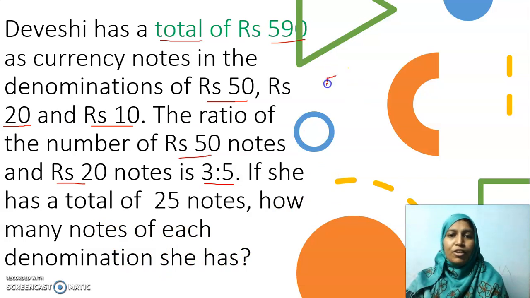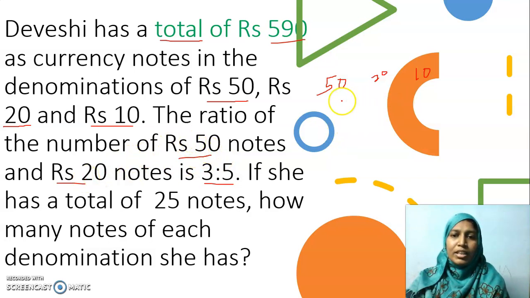She has 50 rupees, 20 rupees and 10 rupees. She has only 3 different types of notes in her purse. Total amount is 590. Let us talk about that amount later. Okay, they have said that the ratio of this 50 and 20 is 3:5. If it is given in ratio, what should I do to find the total number? We will have a common factor and I will have 3x and 5x. Do you remember that? Yes.